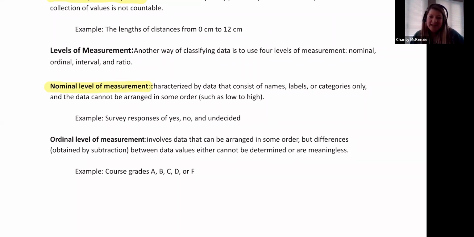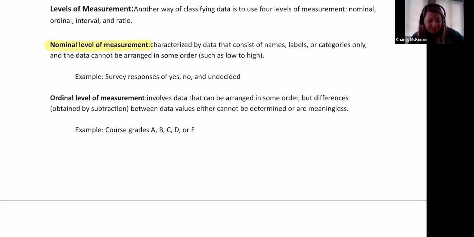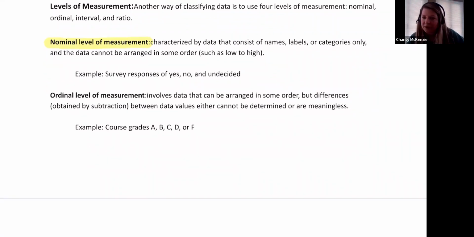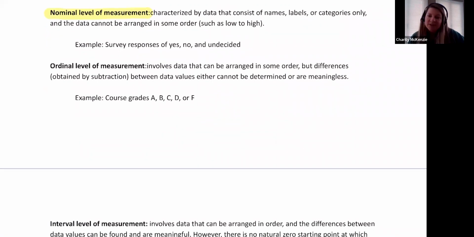Well, no, we shouldn't say it that way. They can't be arranged in some kind of an order. So it wouldn't be 1 to 5. It'd be like a yes, no kind of question, because that'd be our next one. So it's characterized by names and labels. So I get this data and I ask you, is it nominal? First thing you look at, does it have labels? Is it a category or qualitative? And it can't be arranged in some kind of order. That's nominal.